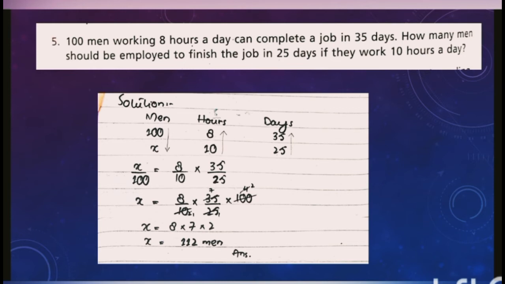Now again the arrowhead procedure, again we need to do this arrow procedure. First compare the relation between men and hours.